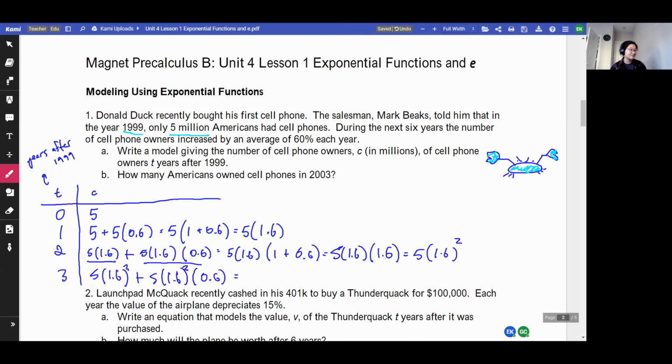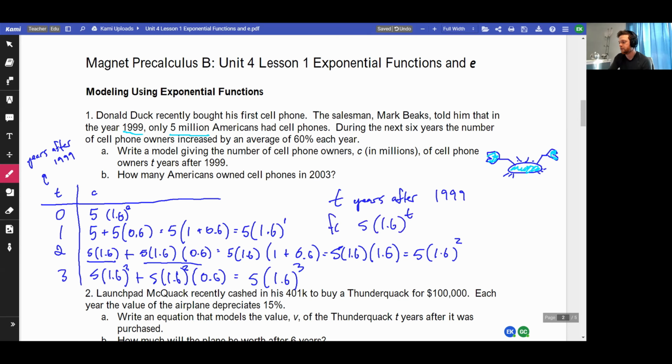I'm just going to jump to the final line. I think the pattern has now been well established. So there's a 1.6 to the 0 here. We have a 1, there's a 1 there. There's a 2, there's a 2 there. There's a 3, there's a 3 there. I've kind of run out of room. How about t years? For t years, you just take 5 times 1.6 raised to the t power. Boom. F of t is equal to 5 times 1.6 to the t.